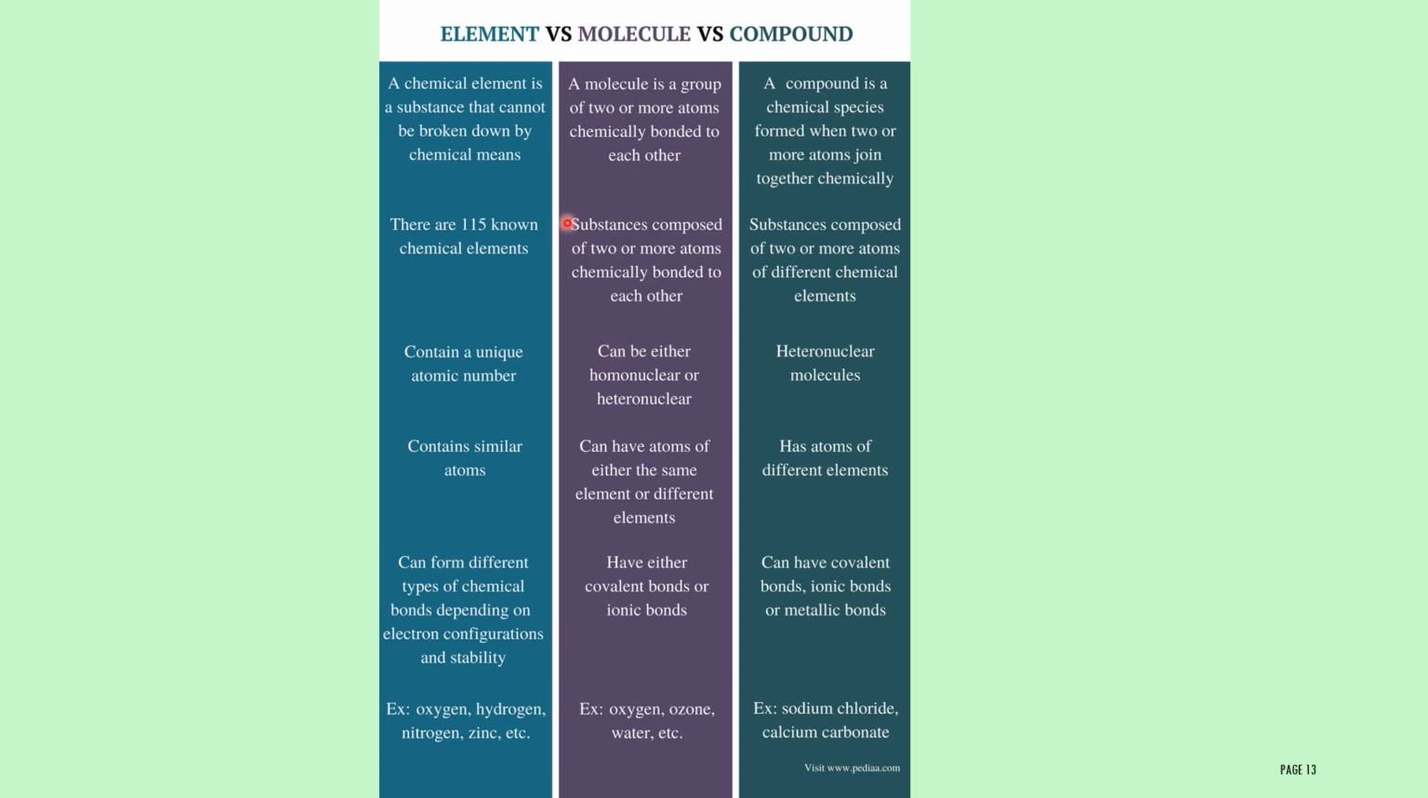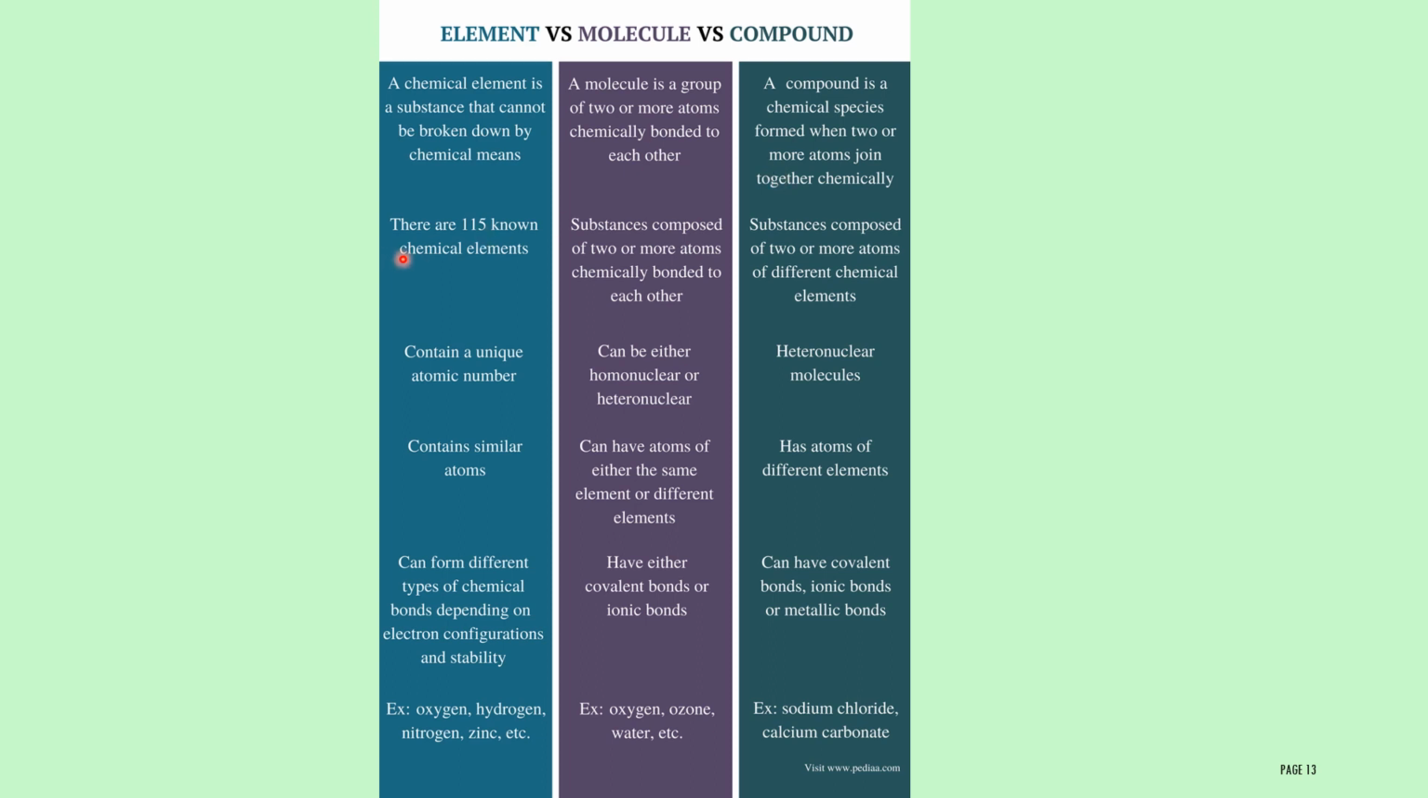Let us recall the difference between element, molecule and compound. Element: a chemical element is a substance that cannot be broken down by chemical means. You can't break down any element. A molecule is a group of two or more atoms chemically bonded to each other. A molecule is a combination of two or more different kinds of atoms that are bonded chemically. Compound: a compound is a chemical species formed when two or more atoms join together chemically. Here also a compound is a combination of two or more atoms that combine chemically.